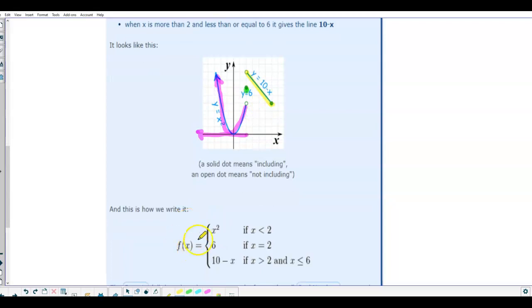We would say f of x is equal to, now this is a piecewise function. On this graph, we have x squared if x is less than 2. So that is the purple. Then the green is that we know that the output is 6, only when the input is 2. And then we know that we have the line 10 minus x, and that's when x is greater than 2, so we have a circle, and it's less than or equal to 6, which means you have a dot here.